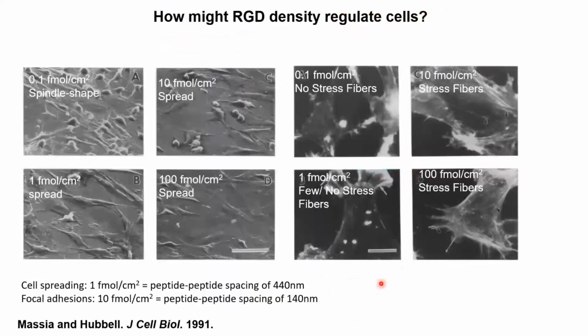Another interesting thing I mentioned is that you need clustering of integrins. Well, by having this surface that's good at avoiding protein adsorption, protein sticking, you can look at the effects of peptide density. And what some investigators have done over time, this is seminal work by Masha and Jeff Hubble from the early 90s.